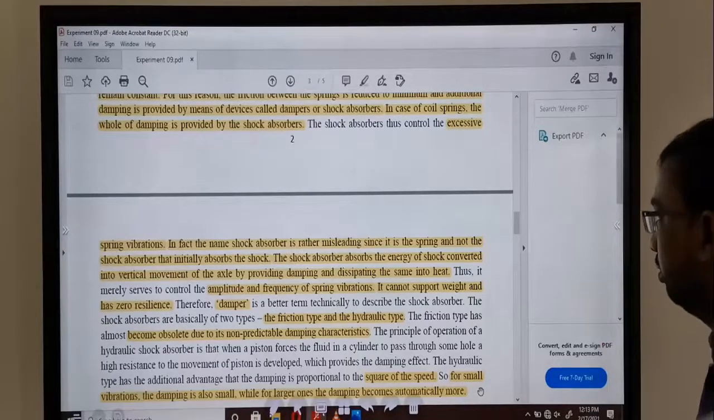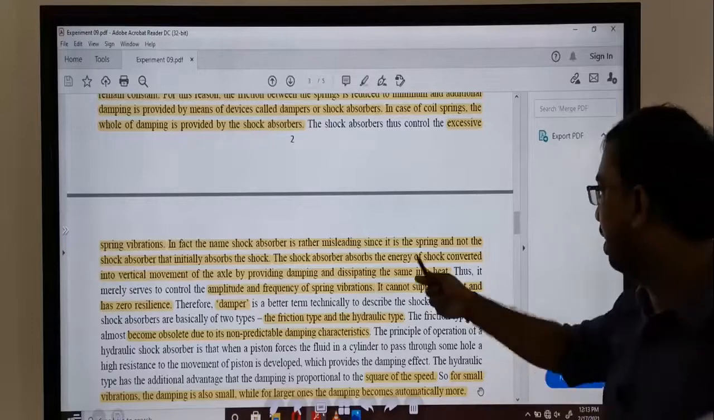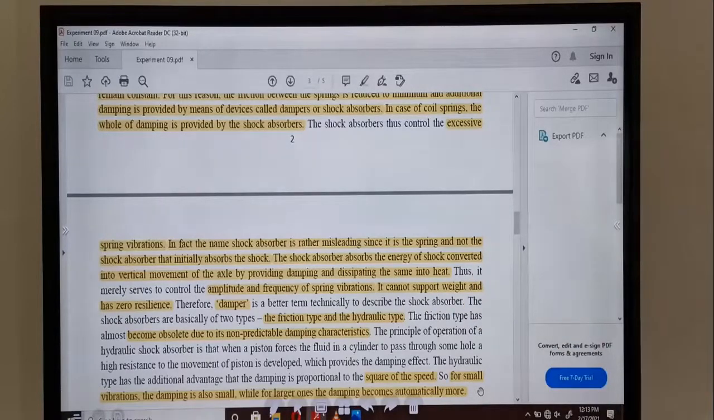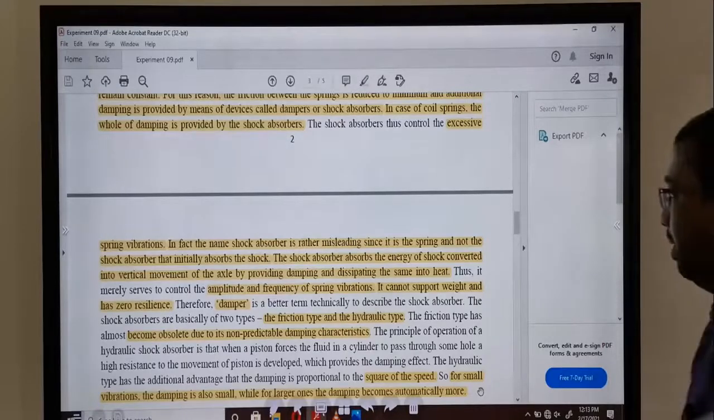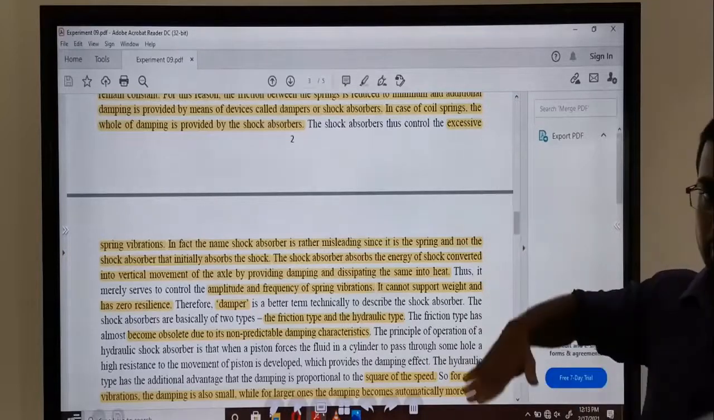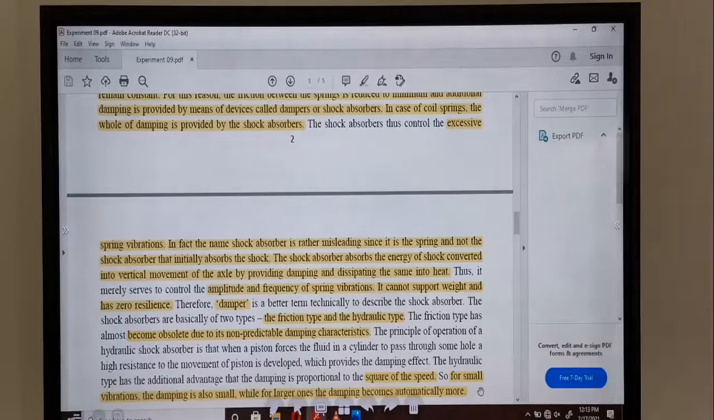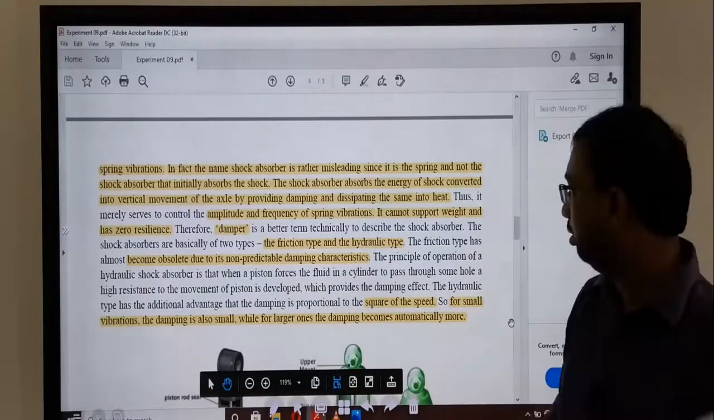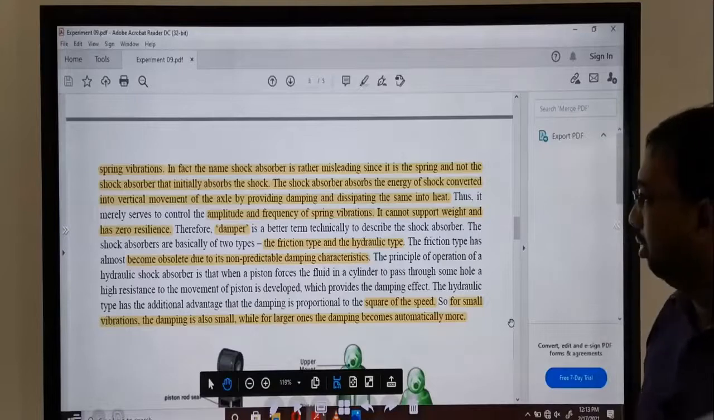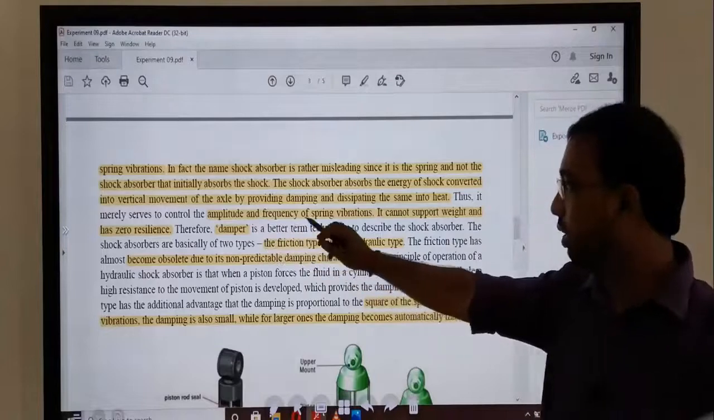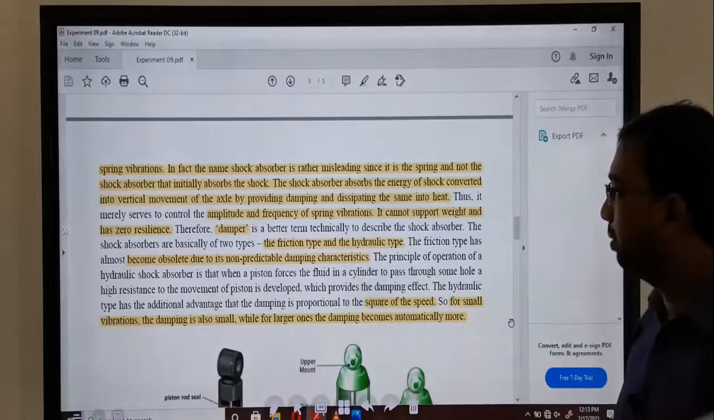The shock absorber absorbs the energy of shock converted into vertical movement of the axle by providing damping and dissipating. It dissipates the heat. So it is going to move in the vertical movement. That's all. It merely only serves to control the amplitude and frequency of the spring variations.